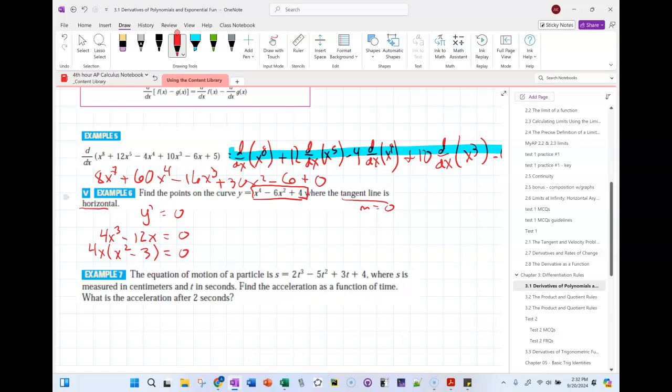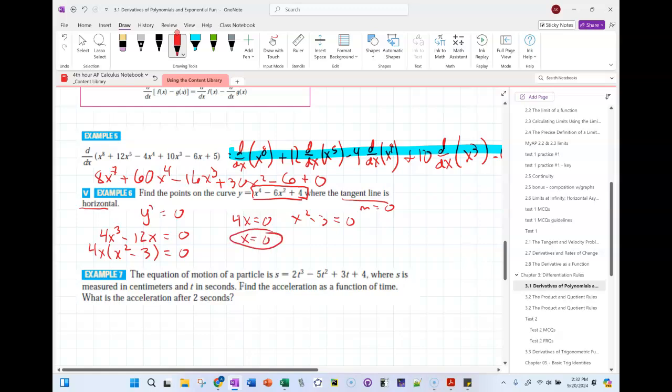Okay, by doing, perfect, set each factor equal to 0. So what's the solution to 4x equals 0? Perfect. What's the solution to x squared minus 3 equals 0? Perfect.